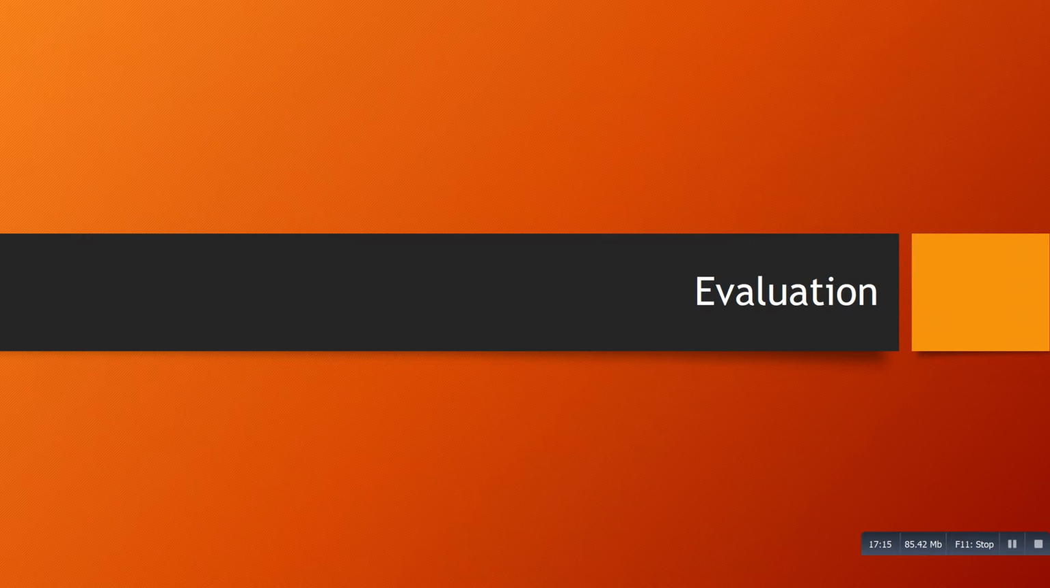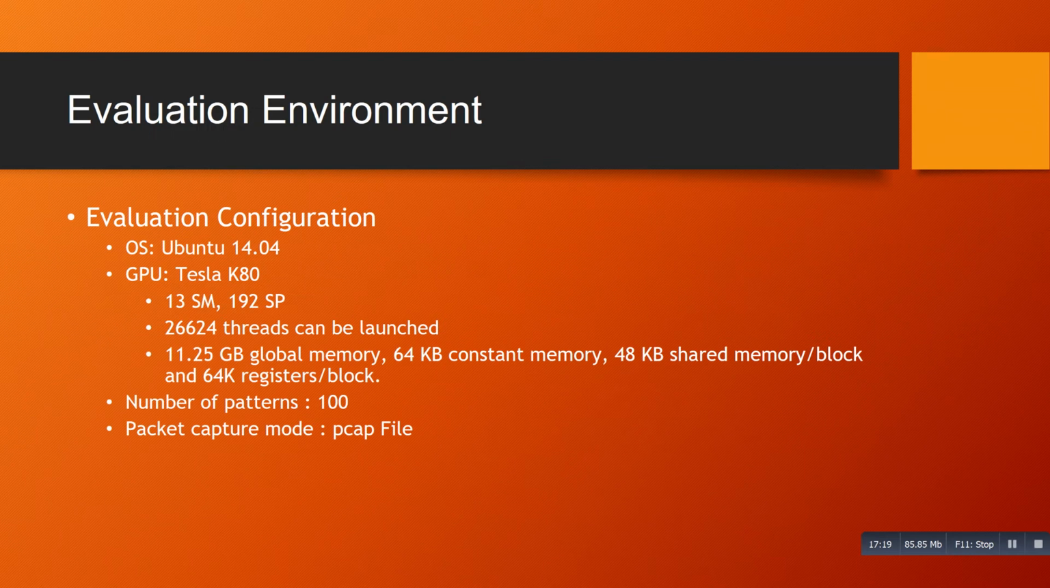Next, let's go to the evaluation section. So here, this is the evaluation environment. We used an Ubuntu 14.04 OS, a Tesla K80 GPU with 11.25 gigabytes of global memory, 64 kilobytes of constant memory, 48 kilobytes of shared memory per block, and 64K registers per block. The number of patterns was 100, and the packet capture mode was PCAP.